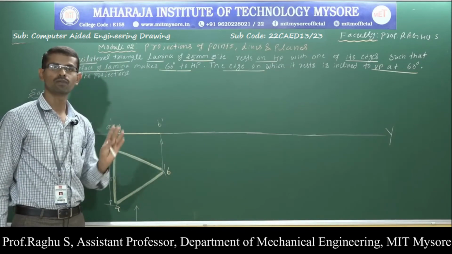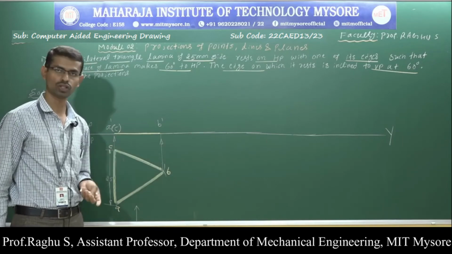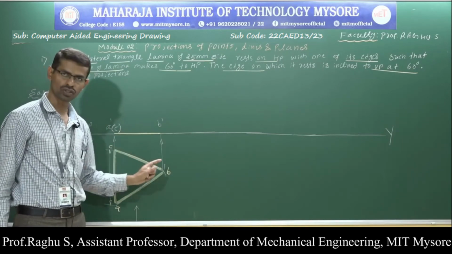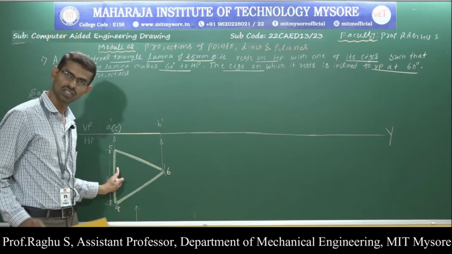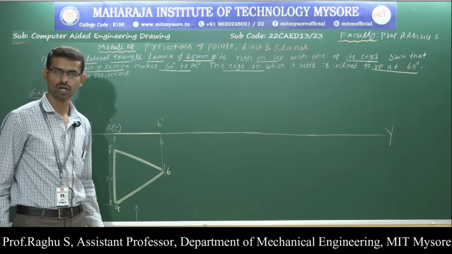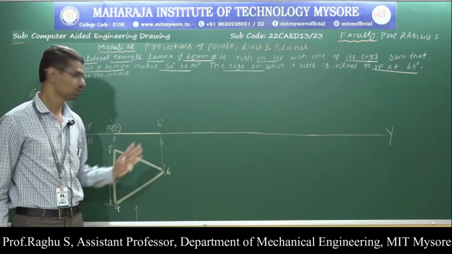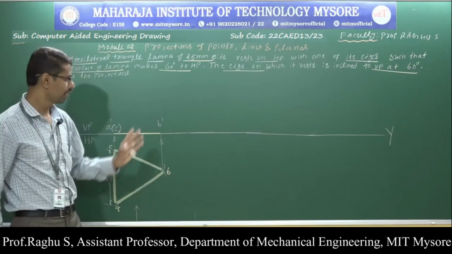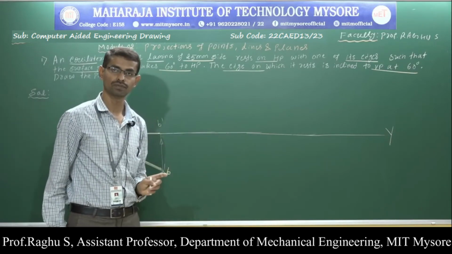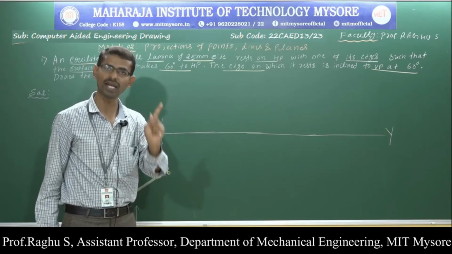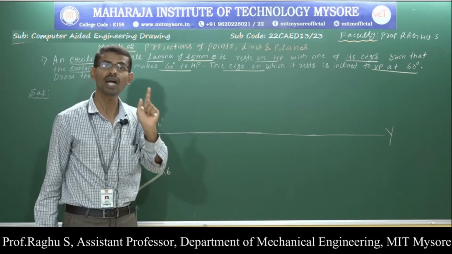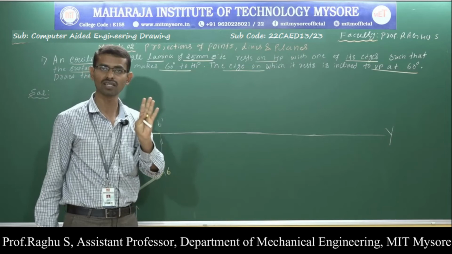So for any problem in projection of planes, to draw the first position I need only the edge resting condition or corner resting condition. I do not require any inclination. So this completes the first position. Next, move on to the second position. In the second position, I consider only one inclination, that is lamina inclination. Do not consider line inclination.